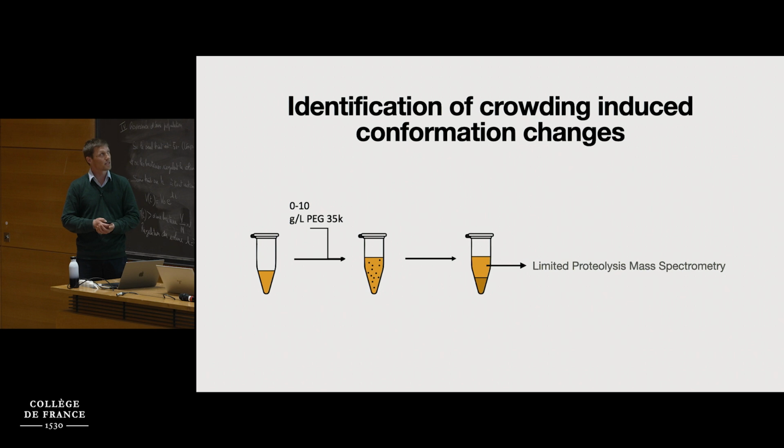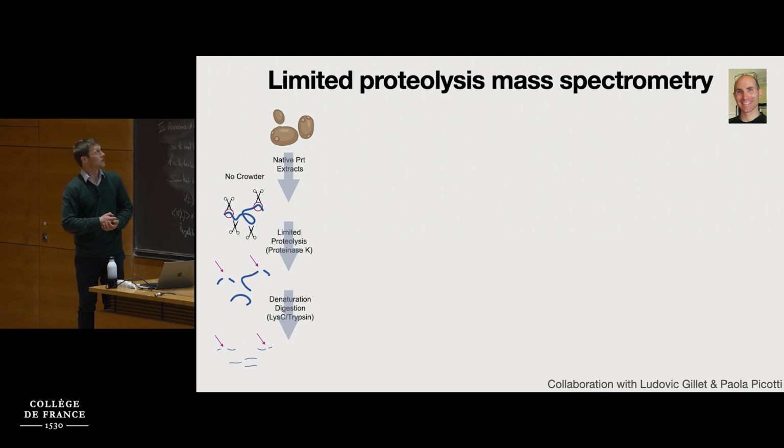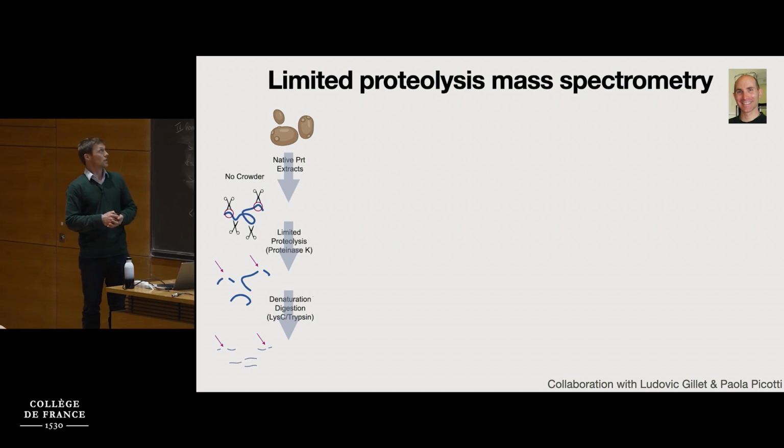proteolysis mass spectrometry, or LiP. And the way this method works is that you take a native extract, so proteins are in their native conformation, and then you use an unspecific protease, such as proteinase K. You digest for a very short time, so you don't digest everything, you just digest the most accessible part of proteins. And then you denature and you fully digest, and you end up with these peptides.